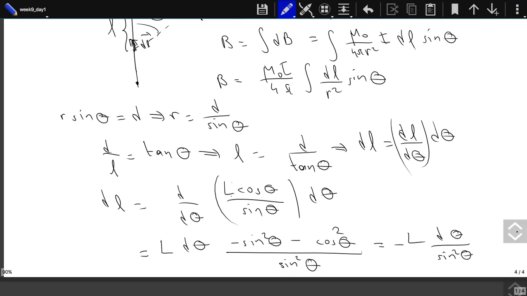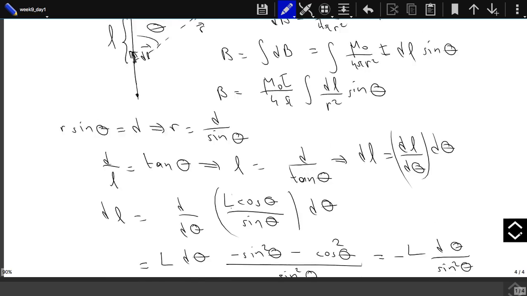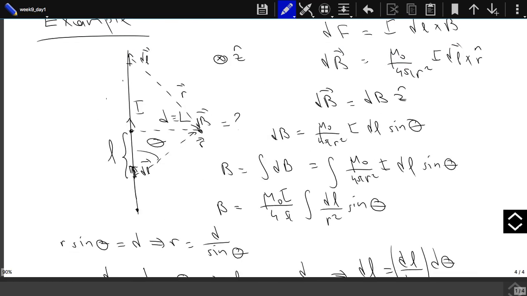So this is the relation. dl is equal to minus L d theta divided by sine squared theta. This minus sign just tells me that as theta is increasing, L is decreasing. That is what that minus sign means. Well, that is kind of expected. If L is decreasing, as this length is getting smaller and smaller, theta will be increasing.